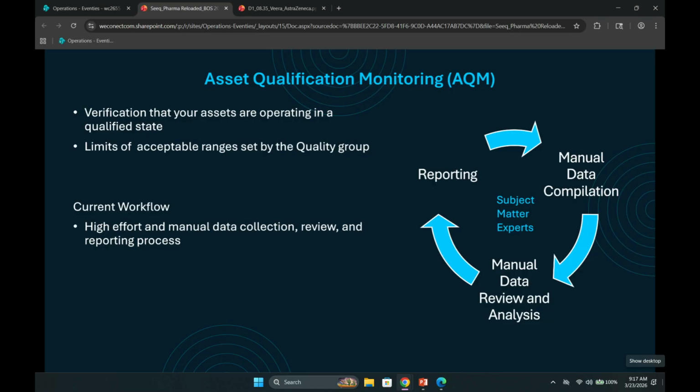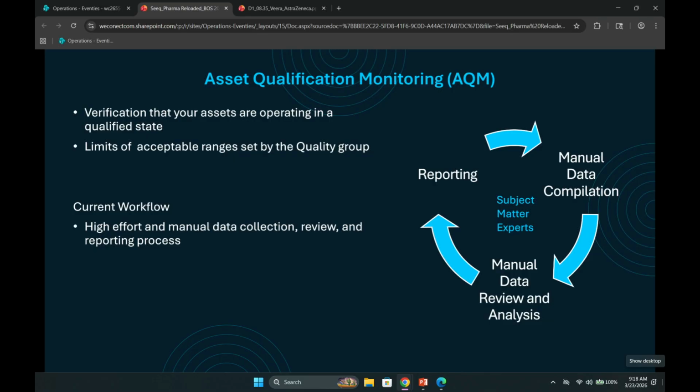And what does that current workflow really look like? Well, it really starts with a lot of manual data compilation right now, right? Connecting to all your data sources, bringing in the data, trying to find all of that, and then going through the data cleaning and everything. Then that goes into more manual data review and analysis. So really trying to understand, are your assets operating in that qualified state, and then into reporting. But this whole cycle goes around with your subject matter experts at the core of all of this, doing this analysis at some periodic time period, where they're doing these steps regardless of whether or not your assets are in a qualified state. And so it's a really high effort, really manual process right now.